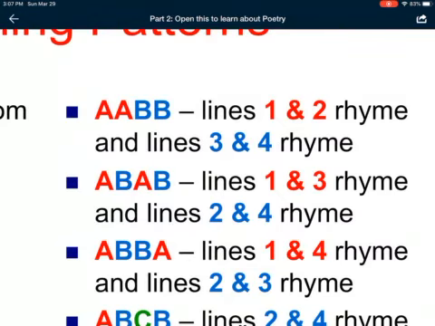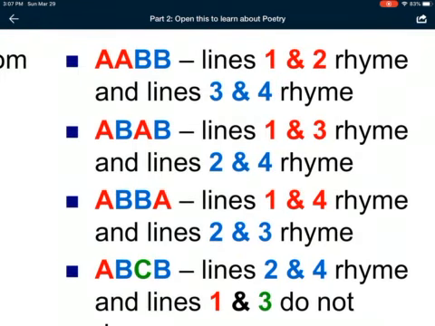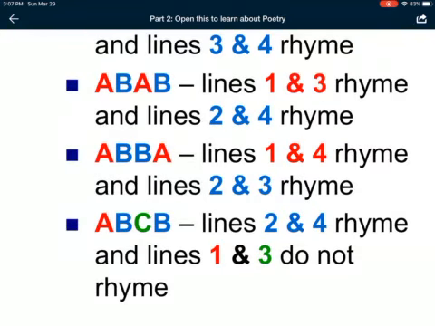Or you can have an A, B, A, B. So that's where lines 1 and 3 rhyme, and then 2 and 4 rhyme together. Or you could have an A, B, B, A, where 1 and 4 rhyme and 2 and 3 rhyme. Or A, B, C, B, where lines 2 and 4 rhyme and 1 and 3 don't rhyme at all.